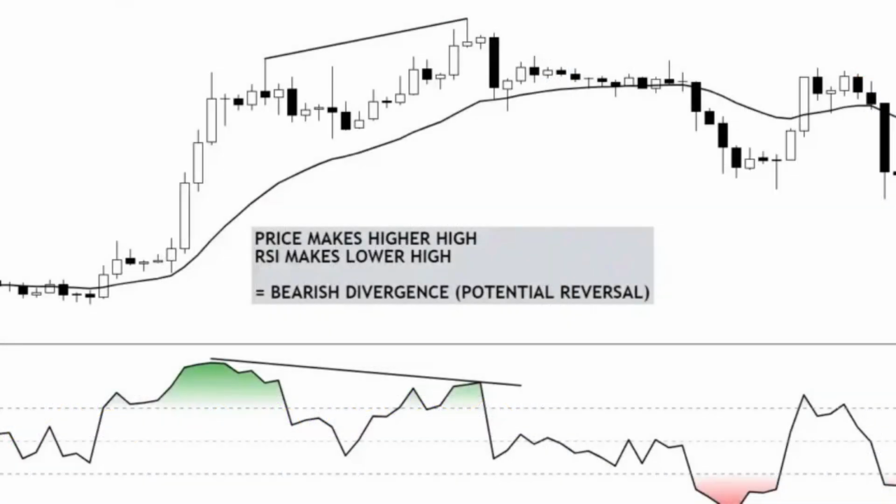Now, one of the most powerful signals you can get from the RSI is divergence. Now, bullish divergence just happens when price makes lower lows, but the RSI makes higher lows. This suggests a potential uptrend is forming. The momentum is changing. On the flip side, bearish divergence happens when price hits higher highs, but the RSI is now showing lower highs. That's a possible reversal to the downside. Now, convergence is when the price and the RSI are moving in sync. That just confirms the strength of the current price movement.